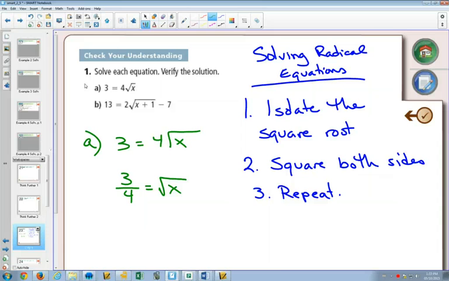Now that I've got my square root isolated, if I would like to square both sides, what happens when I square 3 over 4? What happens when I square a square root? The square root just will become x, right? Square root of x all squared. They'll cancel each other out because they're opposites. And 3 over 4 squared will be 3 over 4 times 3 over 4. Multiplying fractions, multiply the tops. 3 times 3 is 9. Multiply the bottoms. 4 times 4 is 16. Okay?